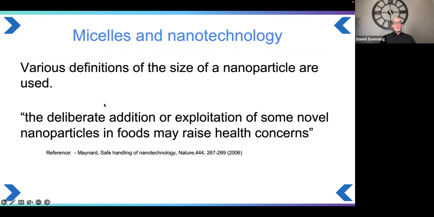And then we've talked about micelle and nanotechnology. Now, why I wanted to bring this up again was with this vitamin D product. There are various definitions of the size of nanoparticles used. The deliberate addition or exploitation of some novel nanoparticles in foods may raise health concerns. The reason I say this is we do not do nanotechnology for a faster delivery system, because right here it raises health concerns. Years ago, I was in Tucson visiting a doctor, and he had a stack of books on his desk about the side effects of nanoparticle technology.